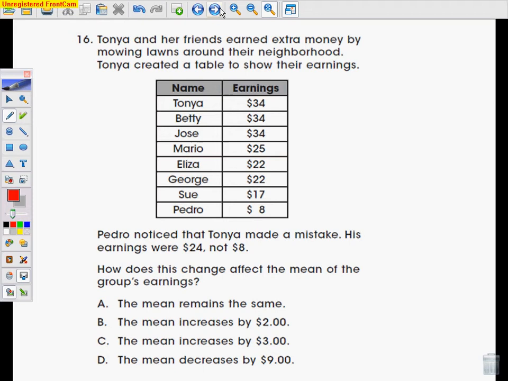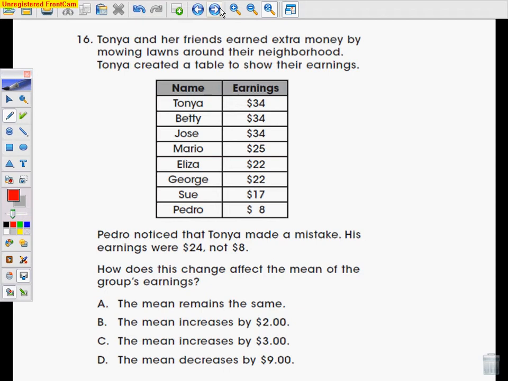Number 16, Tanya and her friends earned extra money by mowing lawns around their neighborhood. Tanya created a table to show their earnings. Pedro noticed that Tanya made a mistake. His earnings were $24, not $8. How does this change affect the mean of the group's earnings?